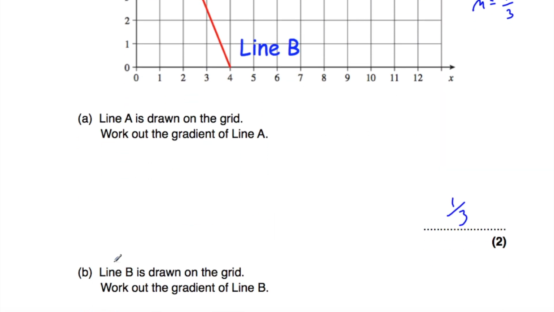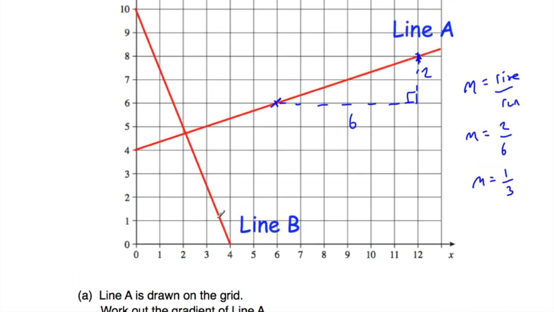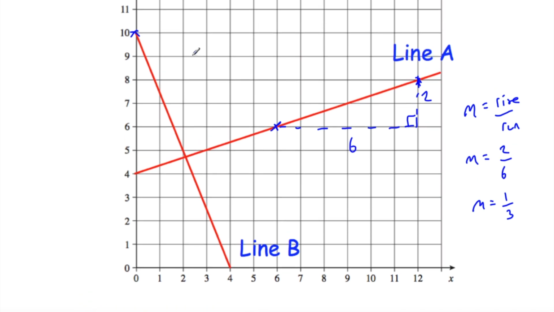And then part B says work out the gradient of line B. So we want to get the gradient of line B this time, so this line here. So if we want to find the gradient of line B, again, let's choose 2 points on that line. I'm going to choose the point here, 0, 10, it's on the line. Actually, just go up a little bit. And I'm going to choose another point on the line. I've got this point here, the point 2,5. So the point here, 2,5.